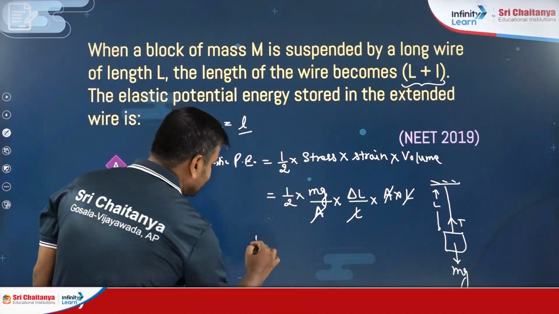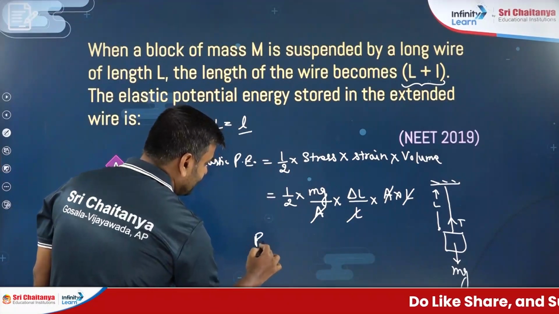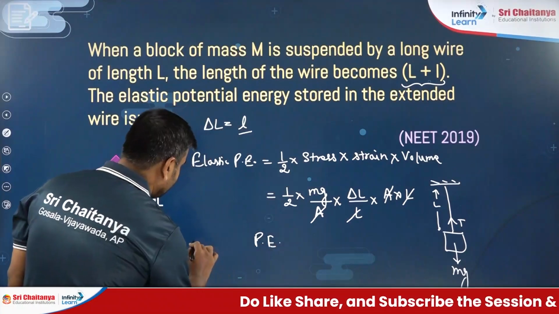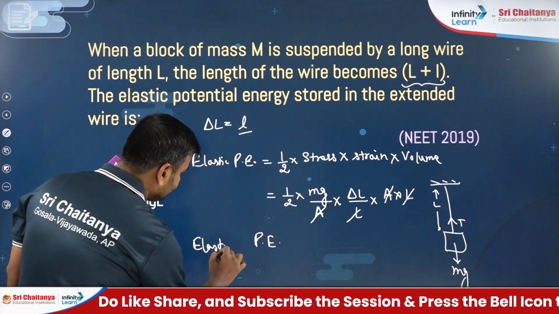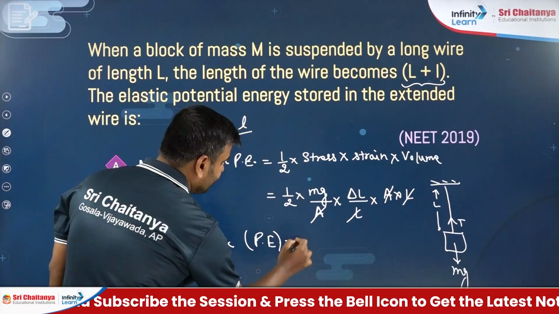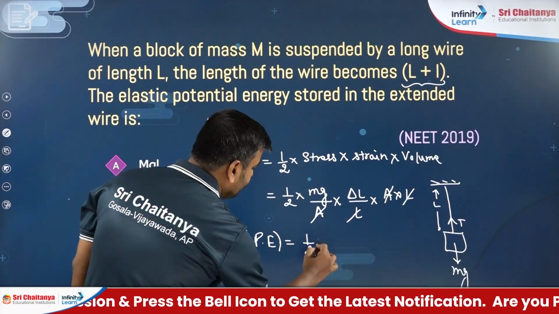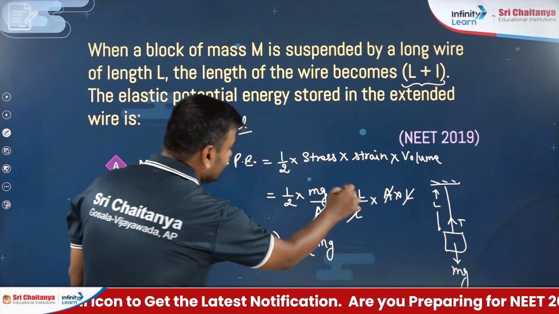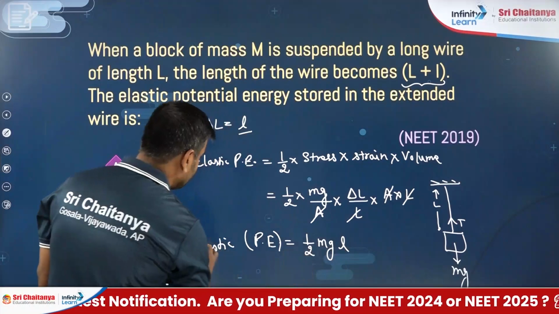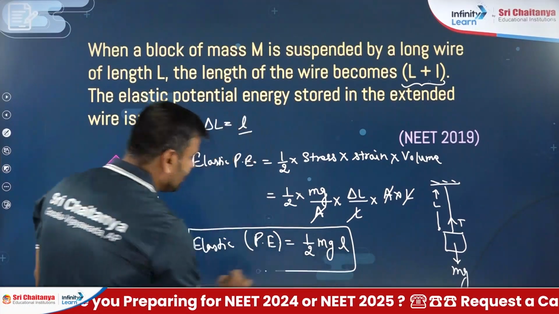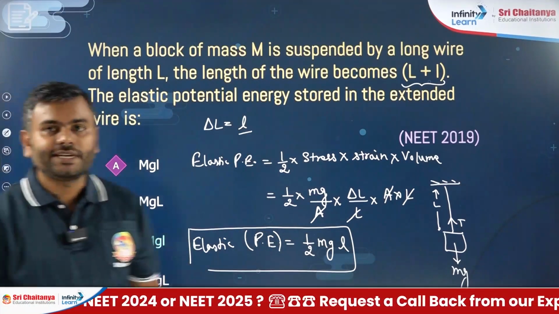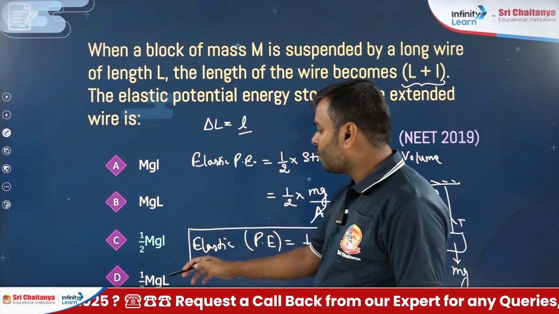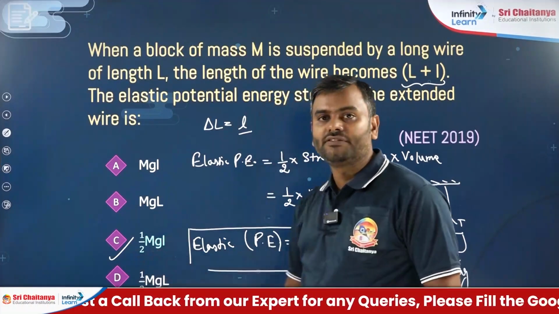So what will be the answer we are getting? The elastic potential energy comes out to be 1 by 2 mg into the delta L value, and we can substitute l. This will be the elastic potential energy, half mgl. So if we see the options, the correct option is C. Half mgl is the final answer.